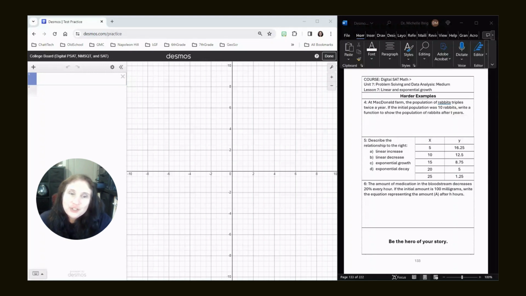Right now, we're looking at Unit 7, Lesson 7 in Khan Academy, which is on linear and exponential growth. We are looking at the harder examples. If you've bought my book, we're on page 133. If you didn't have time to buy my book or don't want to, no worries. It's $14.95 on Amazon. Just get paper and pencil. Make sure you have Desmos open and set to College Board.